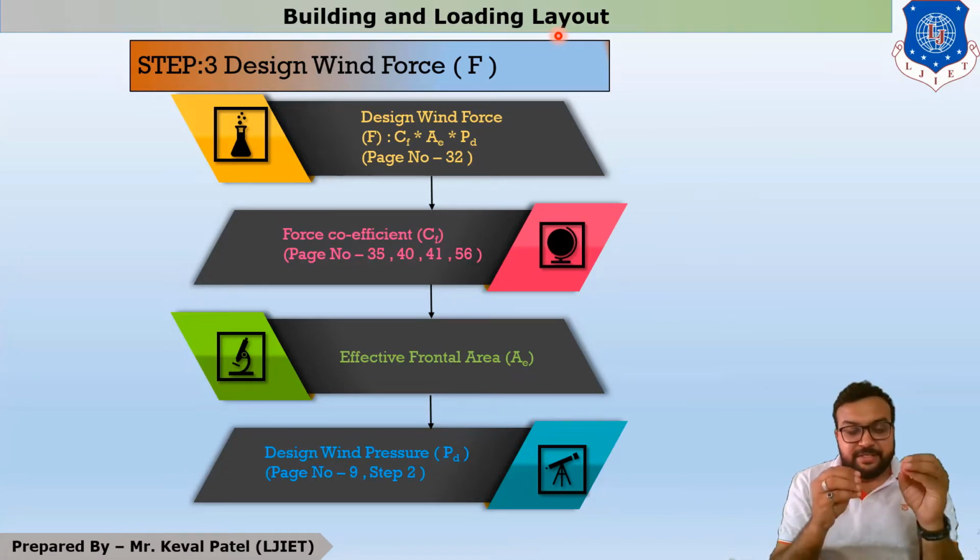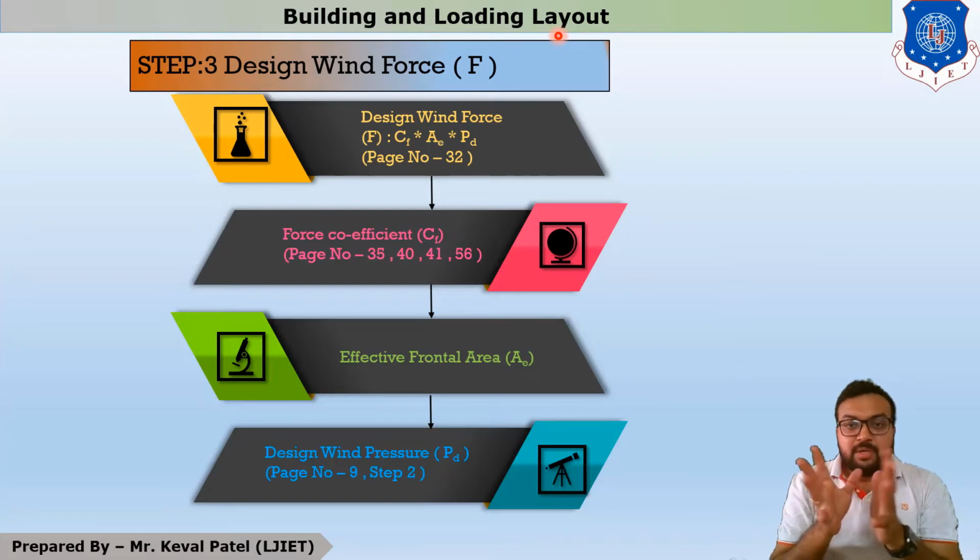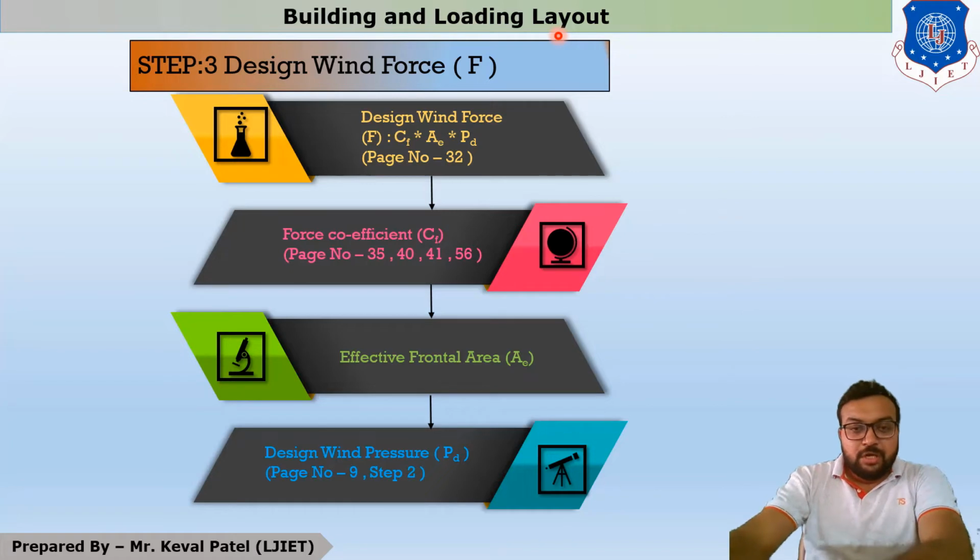One equation is (CPE minus CPI) into AE into PD, but this equation is useful in your next semester, in your 7th semester, in which there is a subject of design of steel structure. In design of steel structure we have to find out the load on any industrial roof truss. Whenever we have to find out the design wind force on any building, then we have to use the equation F = CF into AE into PD.